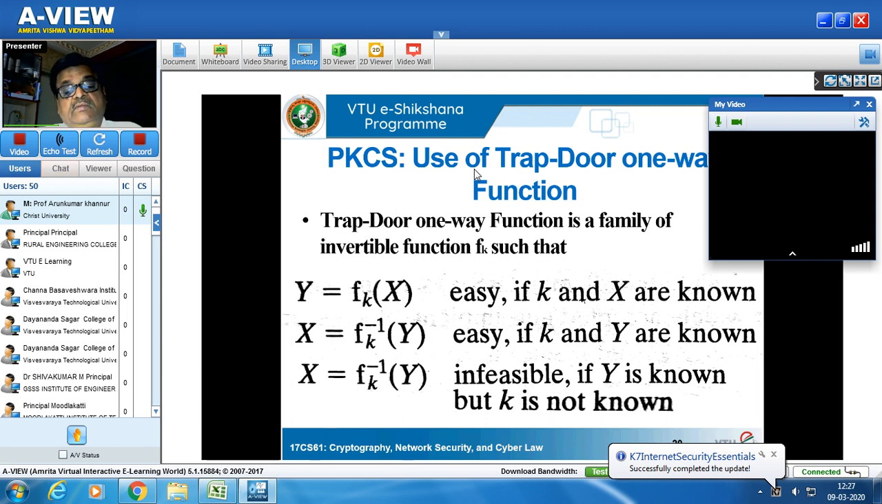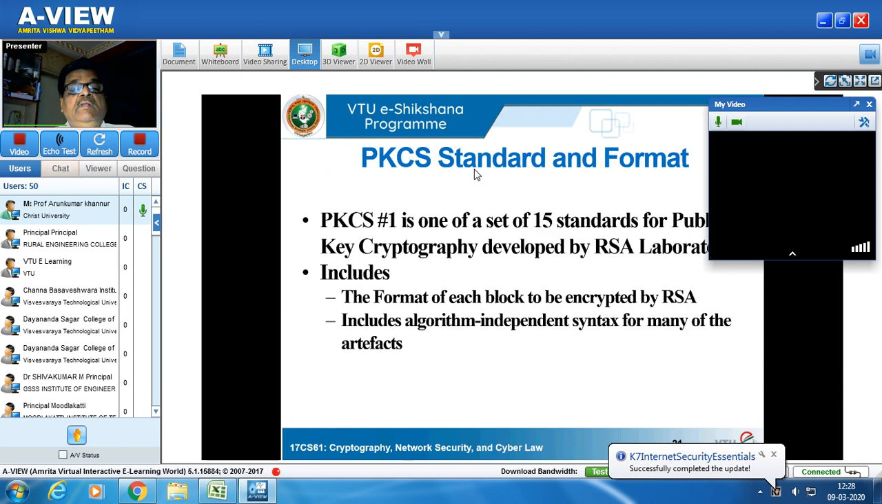So when we are trying to implement public key cryptography, the private key we always want to keep unknown. It should only be available with the receiver, but not with the sender or any public. When we try to implement this PKCS standard and format, what are the things involved there? That we can study now.